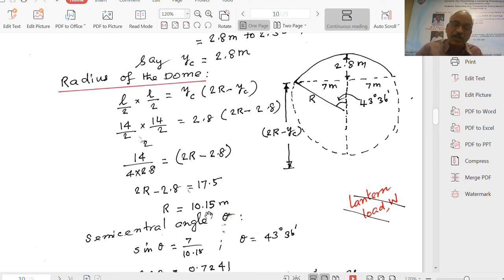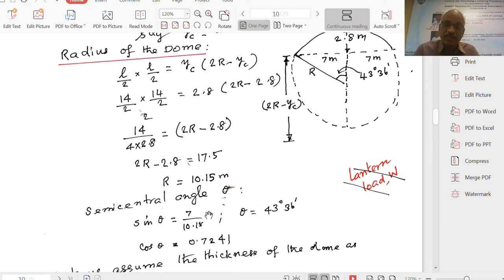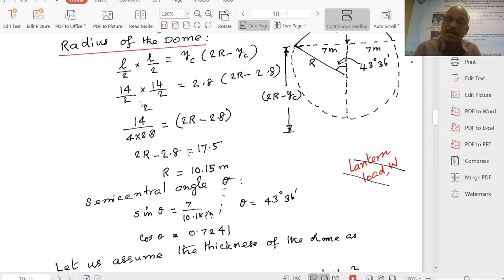Radius of the dome equal to 10.15 meters. So it's a simple calculation. L by 2 into L by 2 equal to YC into 2R minus YC. This is from the property of intersecting chords of a circle. And from this you can find out the angle subtended. 7 meters is the horizontal distance, and the radius is R, which we have just got. So 7 is the opposite side, R is the hypotenuse. So 7 by R is the value of sine theta.